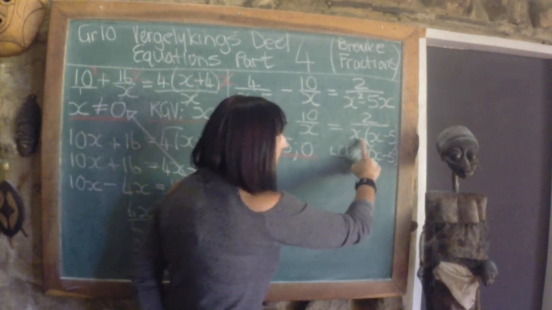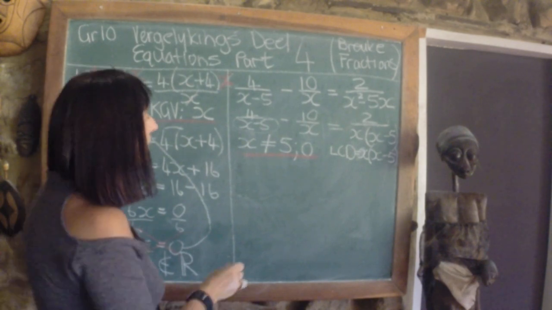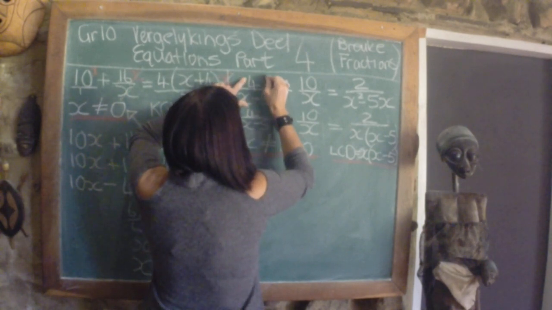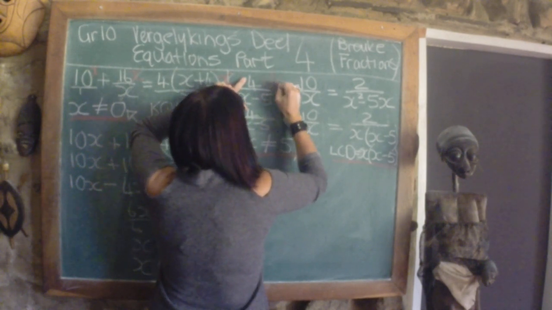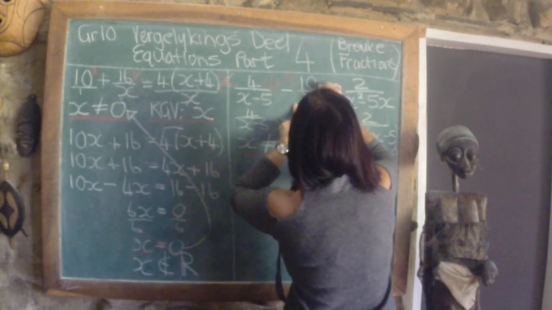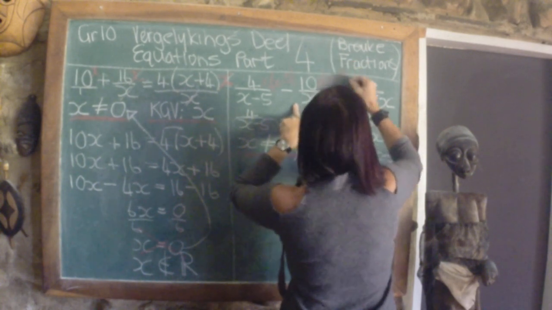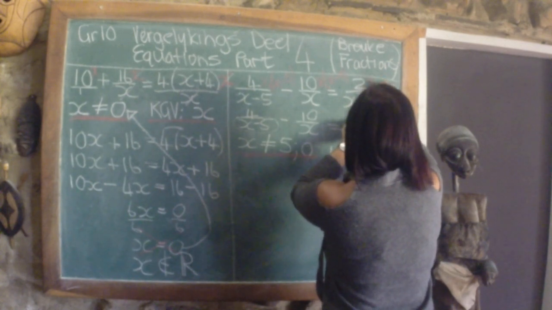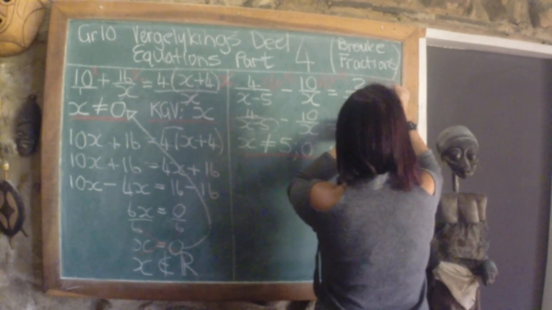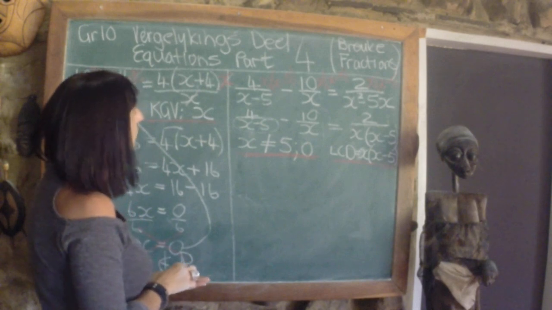I've got the x, I've got the x minus 5, so now I'm gonna multiply right through with my LCD. I'm gonna multiply with x, x minus 5 over there, x minus 5 over there, and x minus 5 over there. Ek gaan elke liewe term met my KGV vermenigvuldig.